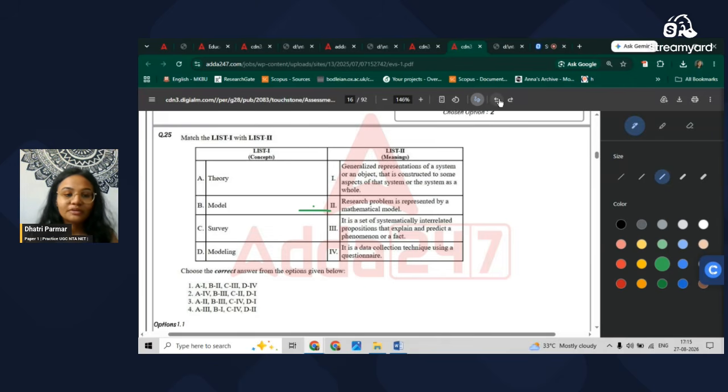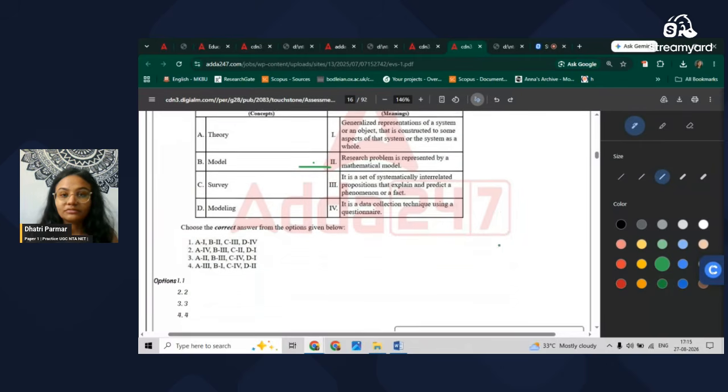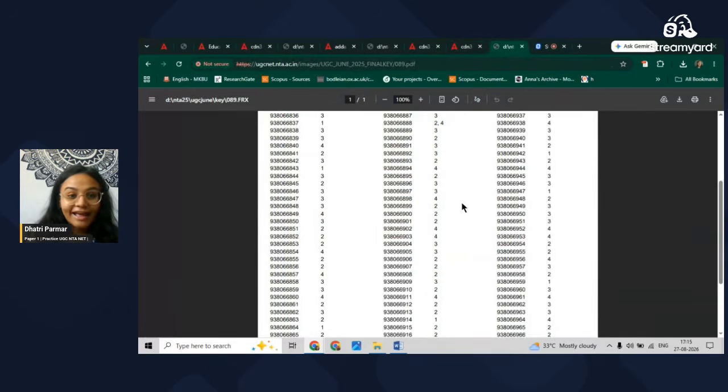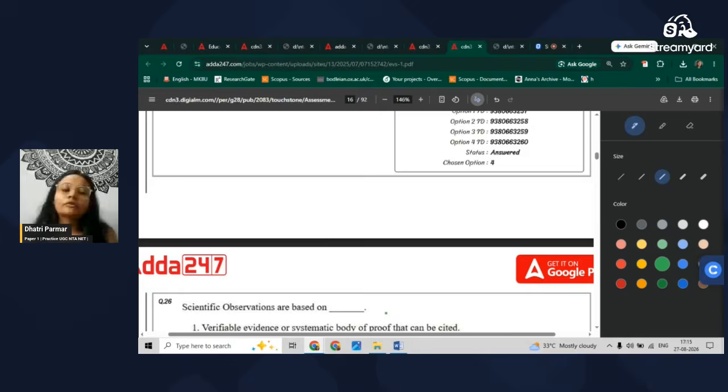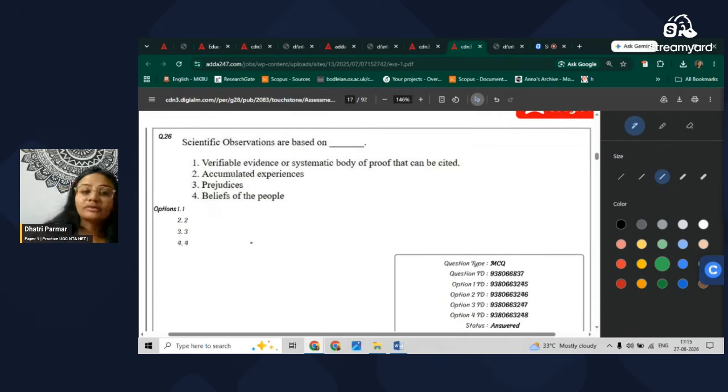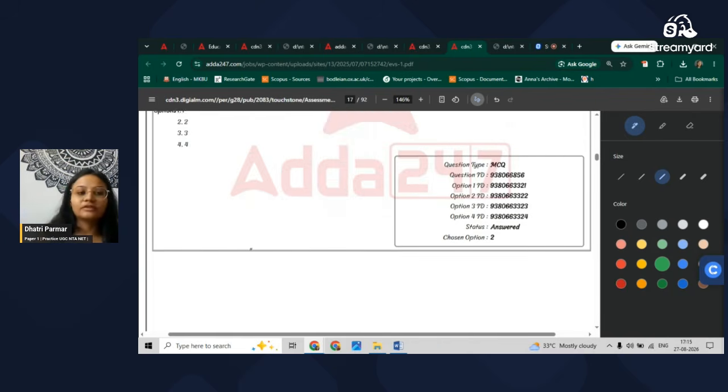Sorry. Let me cross check first, and then we'll come to the conclusion of what the right answer is. And yes, it is not two but four. So A is theory, which is a proposition, phenomena, in fact. Then B modeling, the mathematical model, and survey here. Moving to the next, scientific observations are based on verifiable evidence, a systematic body of proof that can be cited. The first itself is the answer.